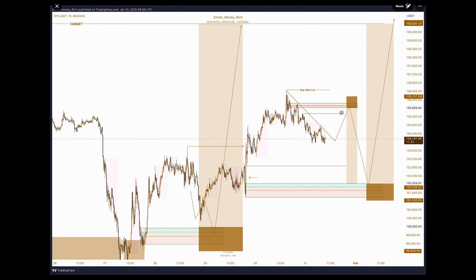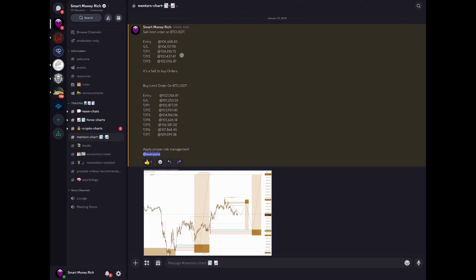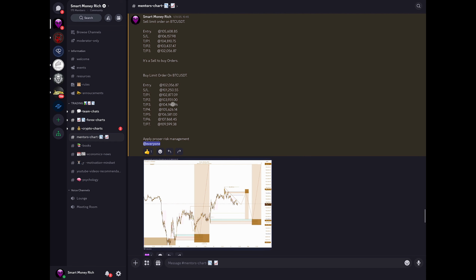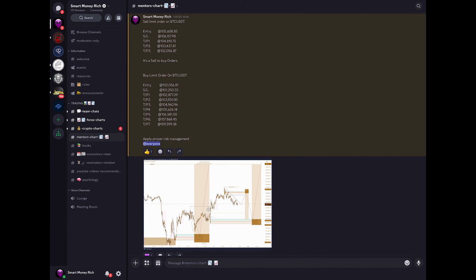Price is expected to fill this imbalance and then to the downside. So the signal was sent. This is it. I sent the sell limit order first before the buy limit order, because it was supposed to be a sell to buy. I'm selling to buy. So let's go, guys.